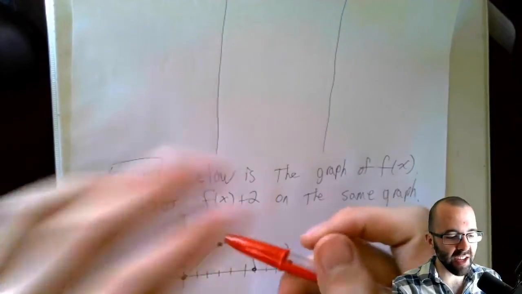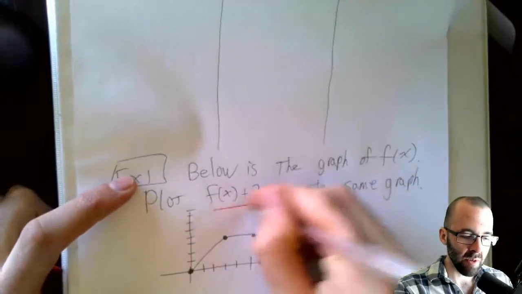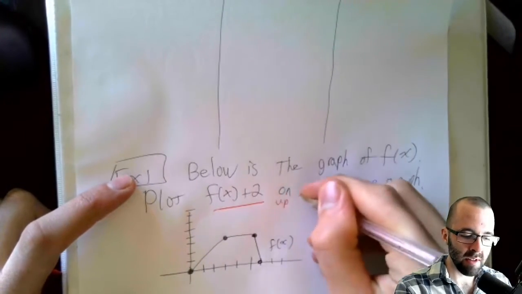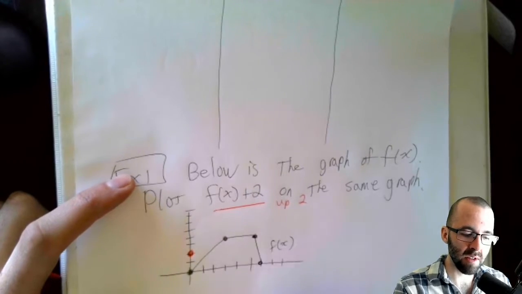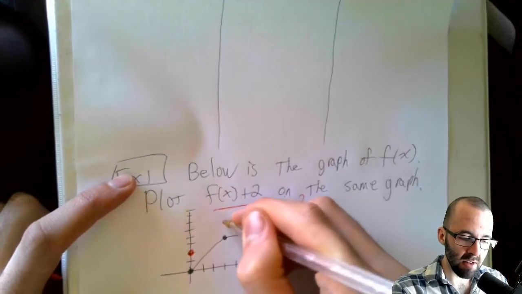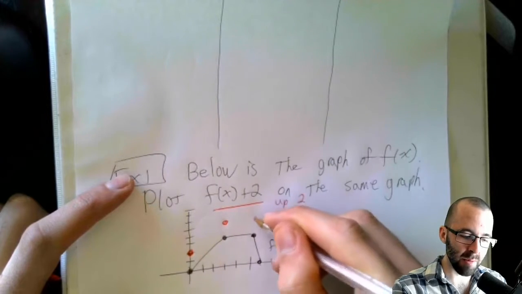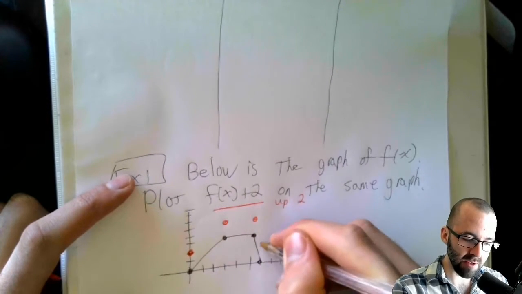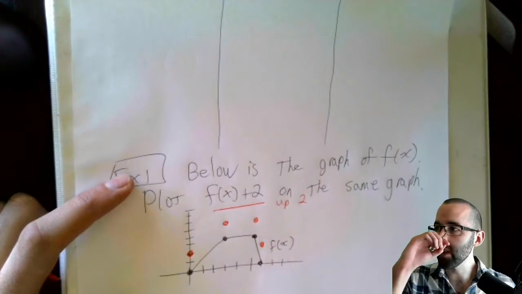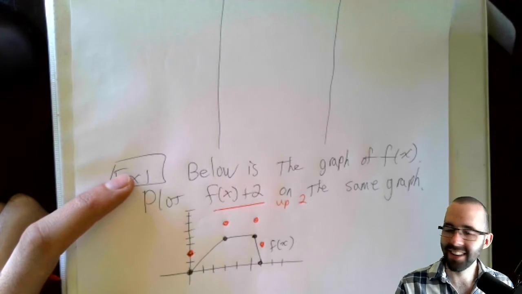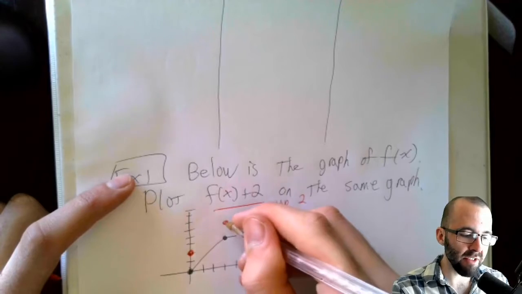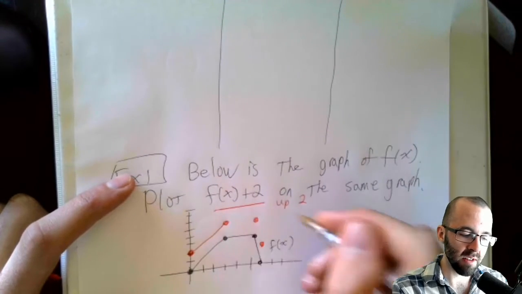So let's shift everything up 2 units, right? What does this mean? This means up 2 units. So this point jumps up 2. This point jumps up 2. This point jumps up 2. This point also jumps up 2. We just move all the points up 2 units. Okay? And then it's still going to have the same exact shape as before.